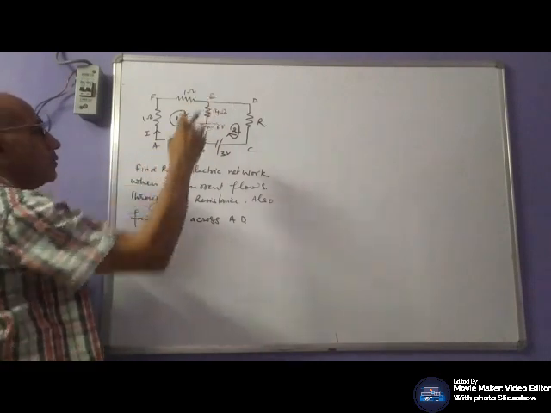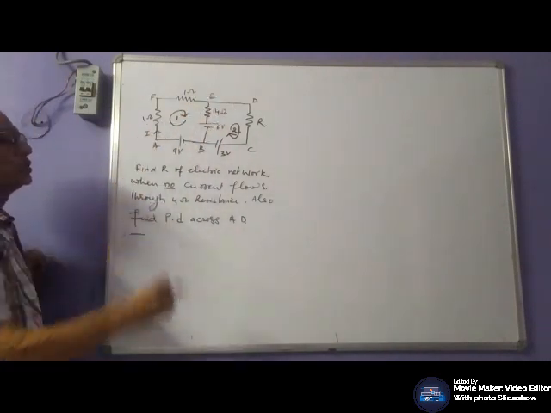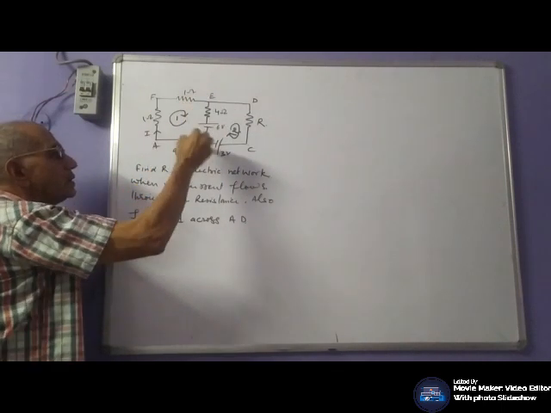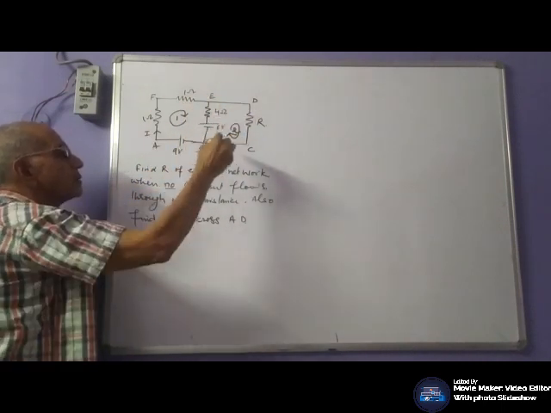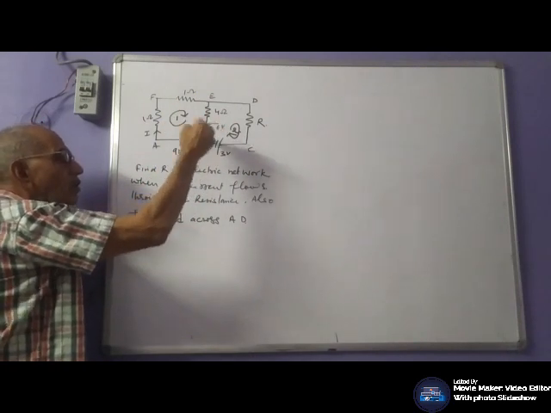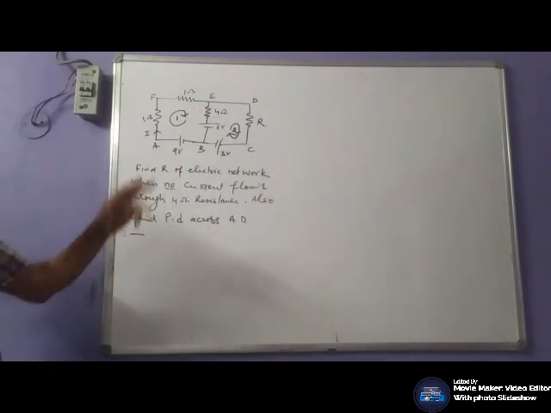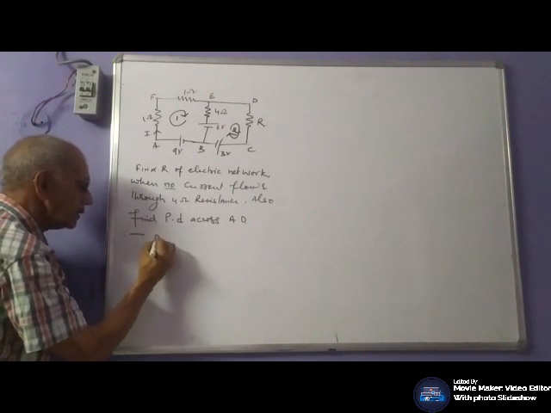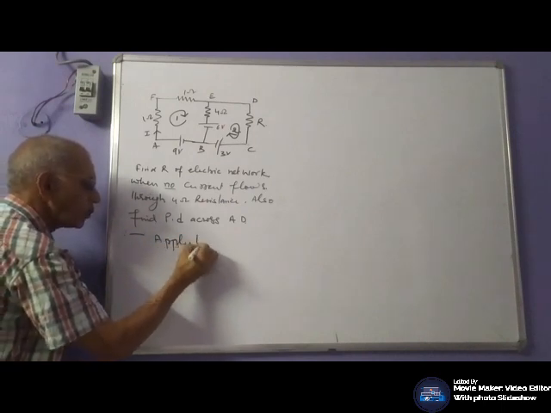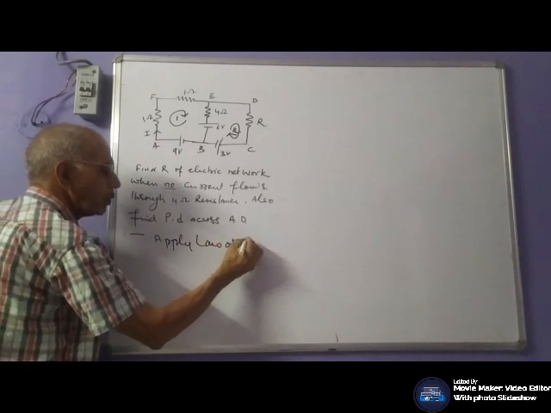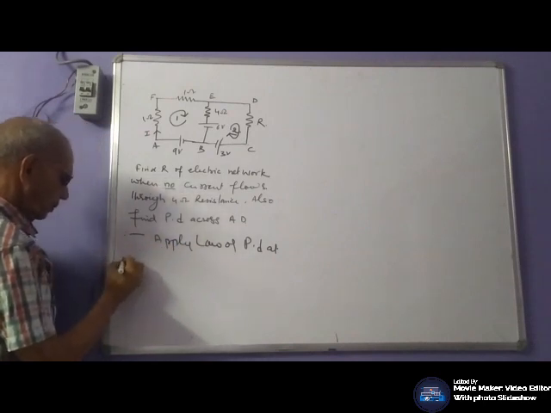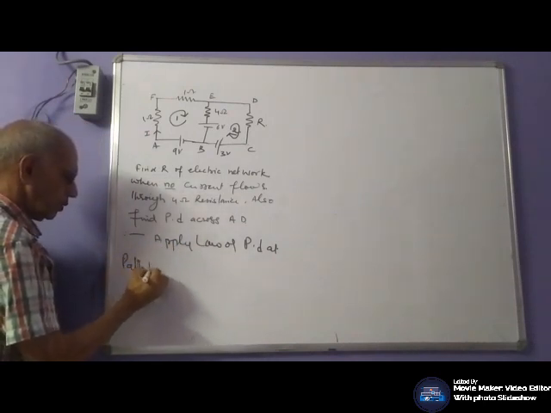Also find potential difference. Now there are two closed paths. This one F, E, B, A. Another is this. कैसे डायरेक्शन दे दी मैंने, क्लॉक दे दी दोनों की, एंटी क्लॉक दे दो, एक क्लॉक एक एंटी क्लॉक दे दो. Apply law of potential drop at path first.